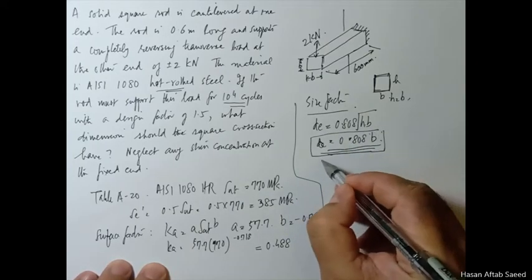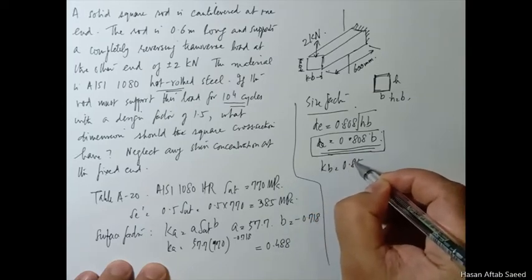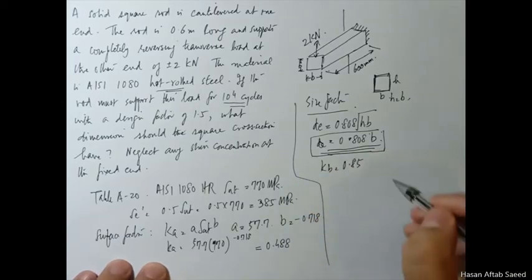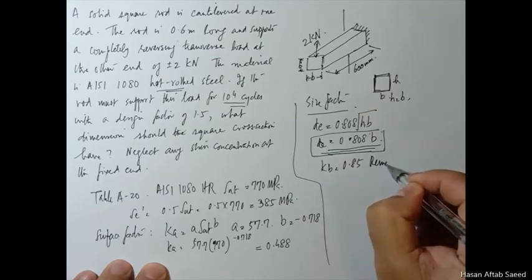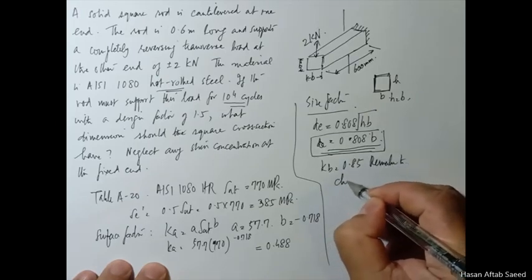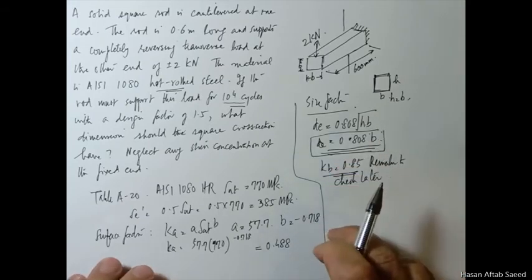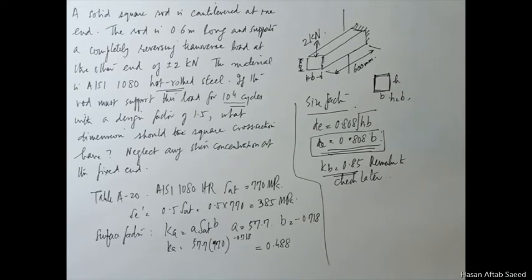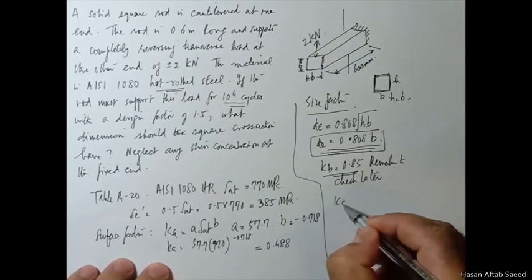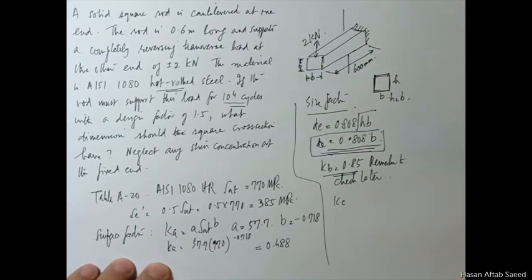First of all, let's take KB is equal to 0.85, which is a very reasonable value. And remember to check at a later time. When we know the value of B, we need to check whether this assumption was reasonable or not. So just take KB is equal to 0.85. This sort of thing happens a lot in design. Design is never a linear process. Even in such a simple problem, it's not linear. In a more complex problem, obviously, a lot of this sort of thing happens.